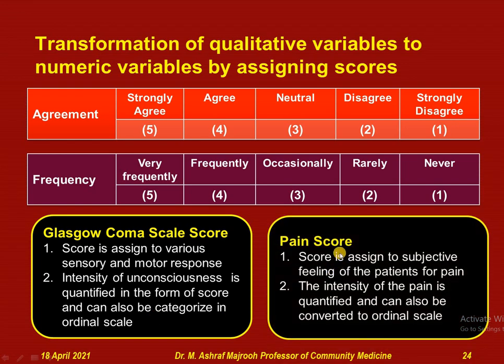Similarly, another example, pain score. Score is assigned to subjective feelings of the patients for pain. The intensity of the pain is quantified and can also be converted into an ordinal scale. So these are the examples where data is originally generated in qualitative form and then it is converted into numerical form and again into ordinal scales.